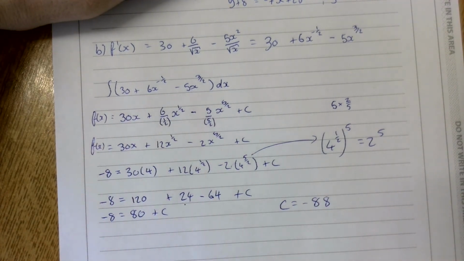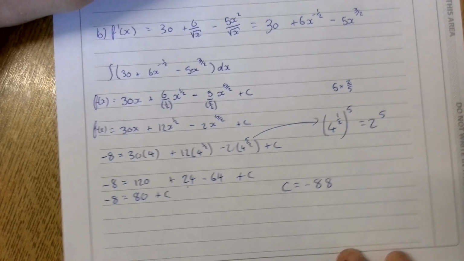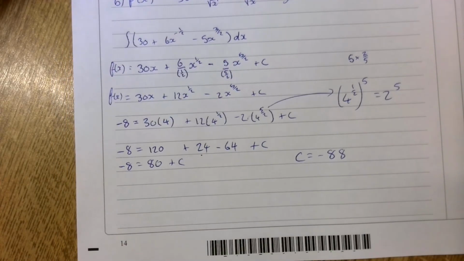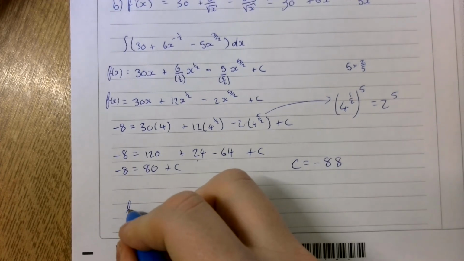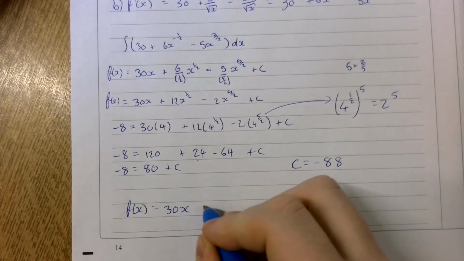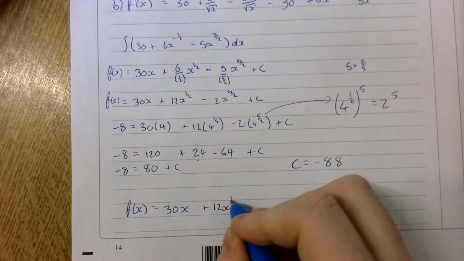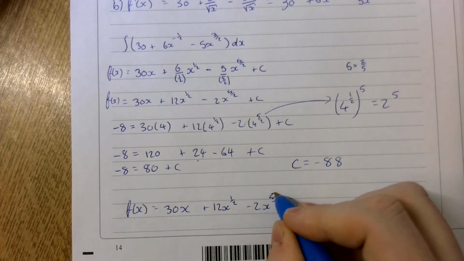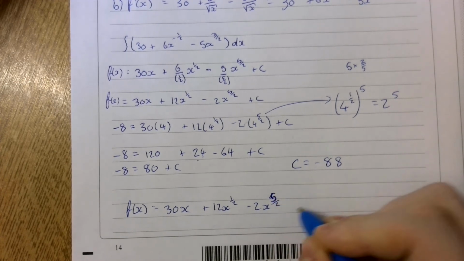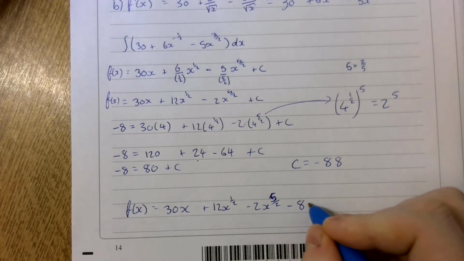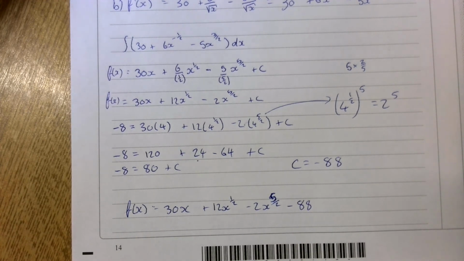Alright, you should put everything back in terms of the answer. We will try to find f of x. So right at the bottom there, f of x equals 30x plus 12x to the half, take away 2x to the 5 over 2 plus that c, which we've now figured out is negative 88. And there's our equation for f of x.